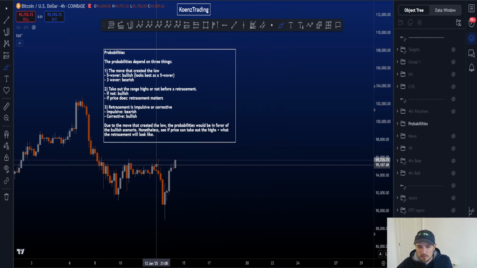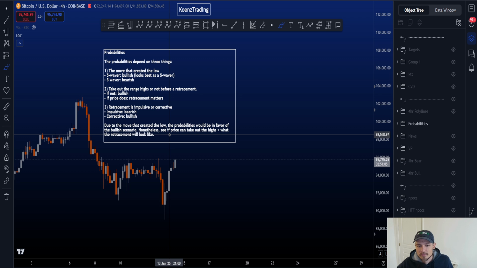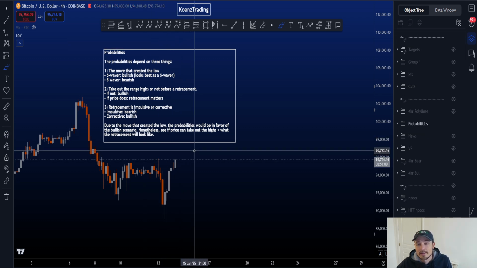Now due to the move here to the downside that created the low, the probabilities would be in favor of the bullish scenario. Nonetheless, see if price can take out the highs. It's literally on the verge of actually doing so. And then, of course, what will the retracement look like?